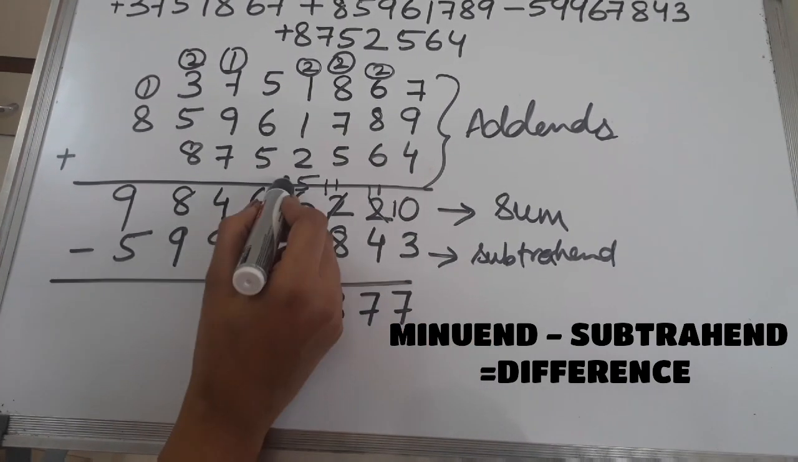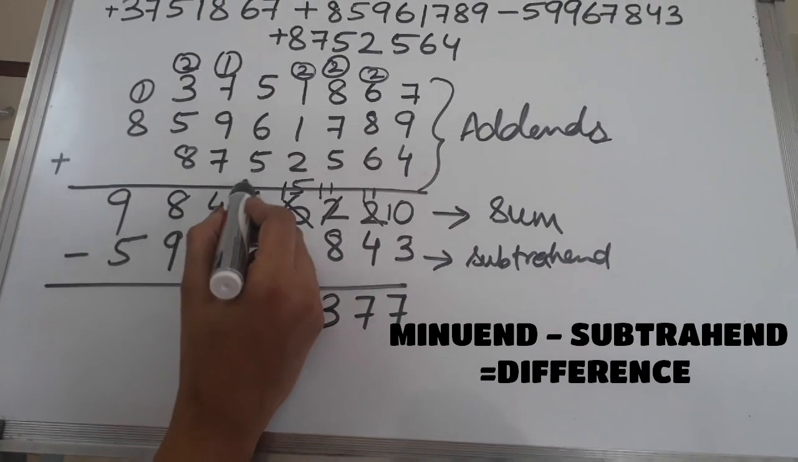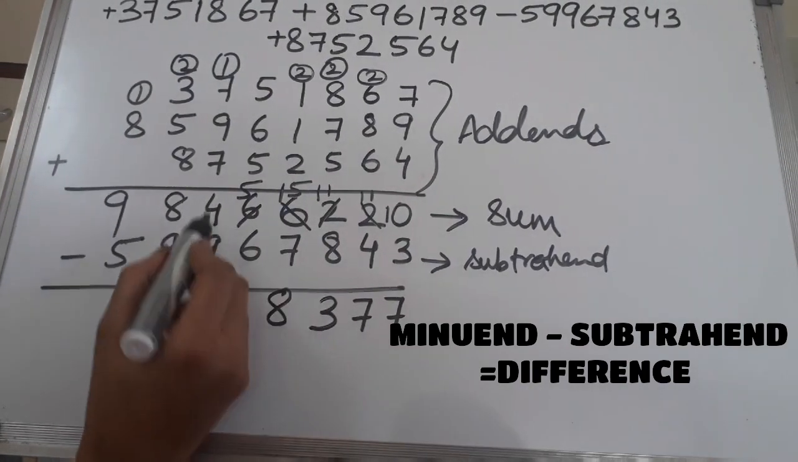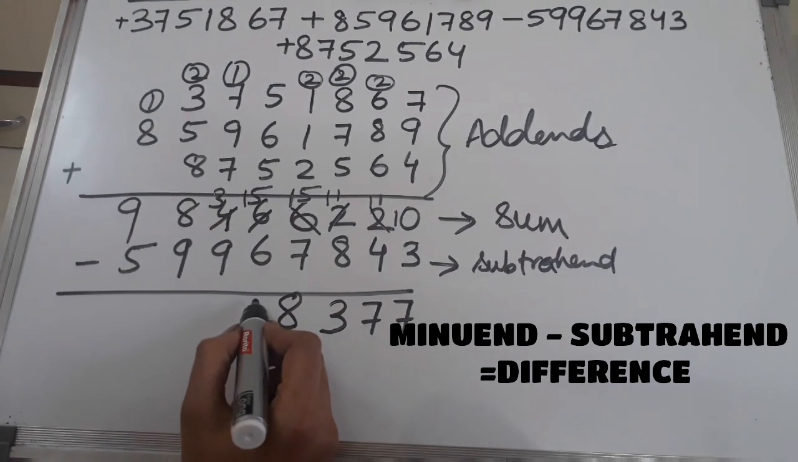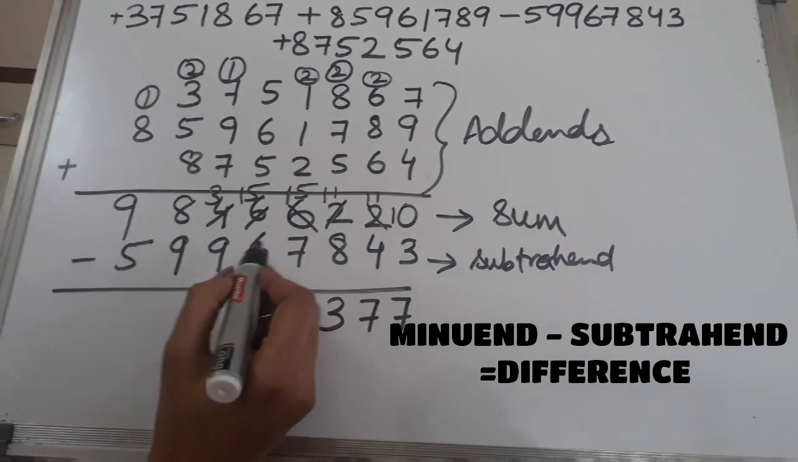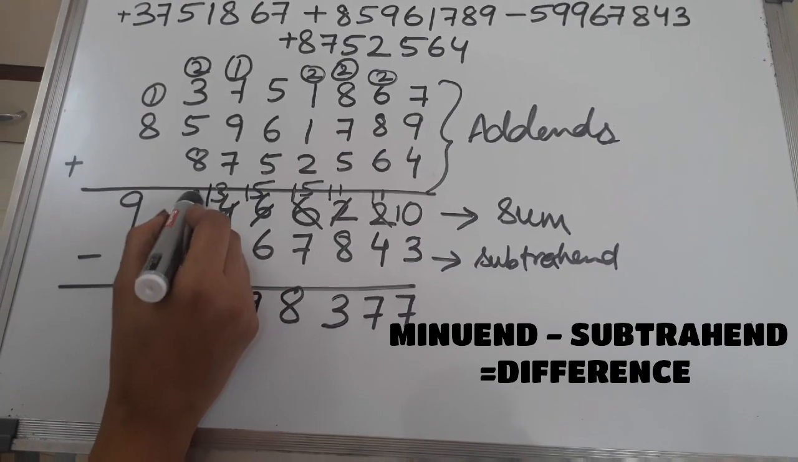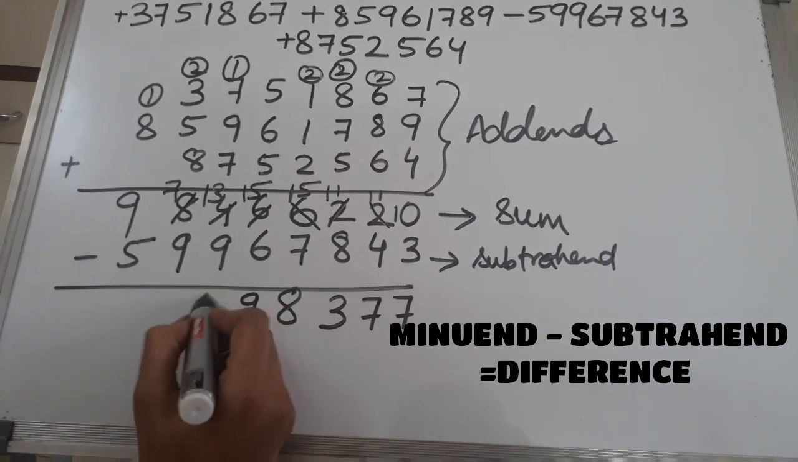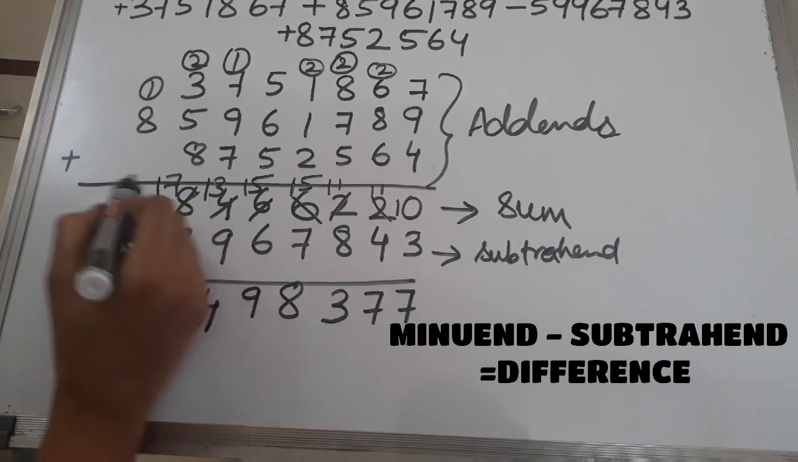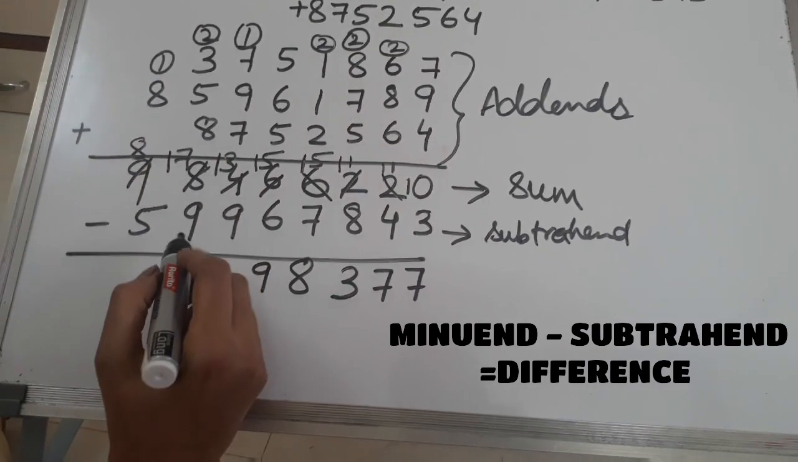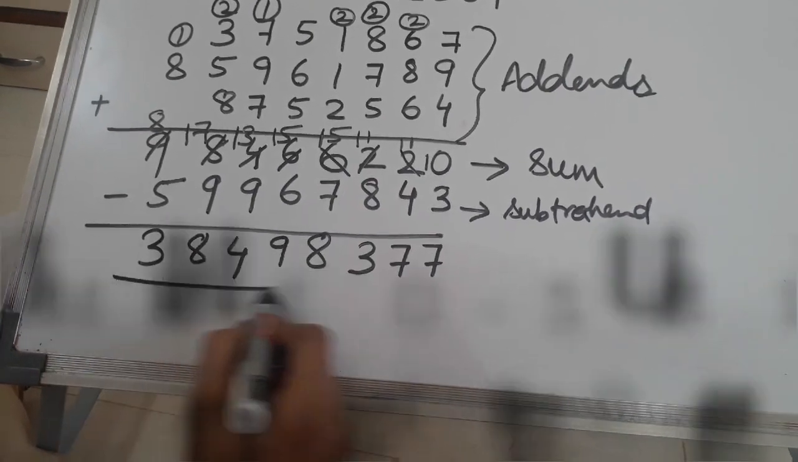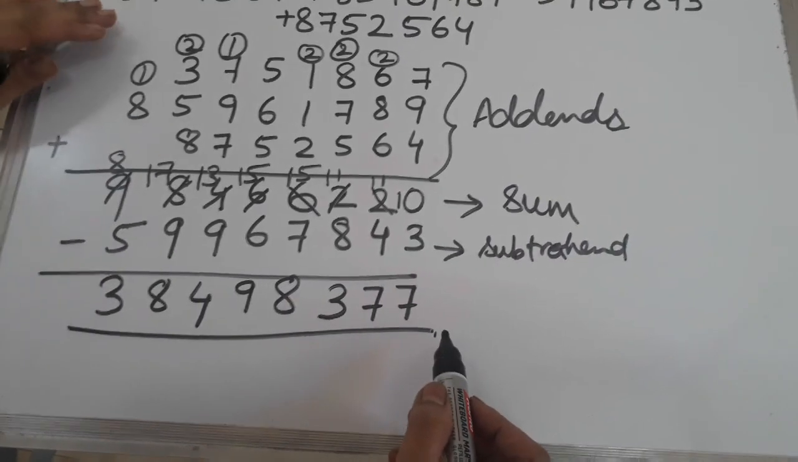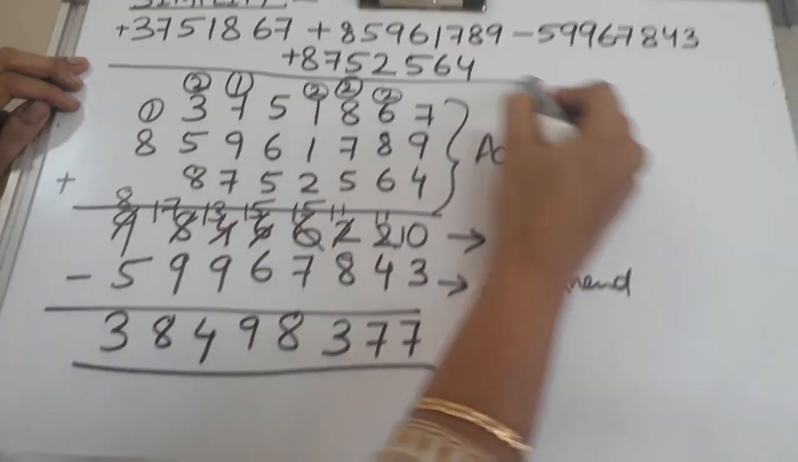Again 5 is smaller than 7. We will borrow, make it 5, 8. Again we will borrow, make it 3. And this is 9. Again we will borrow, make it 7. This is 4. Again we will borrow, 17 minus 8, and this is 3. So this is the final answer we get after we simplify this. So this is the method.